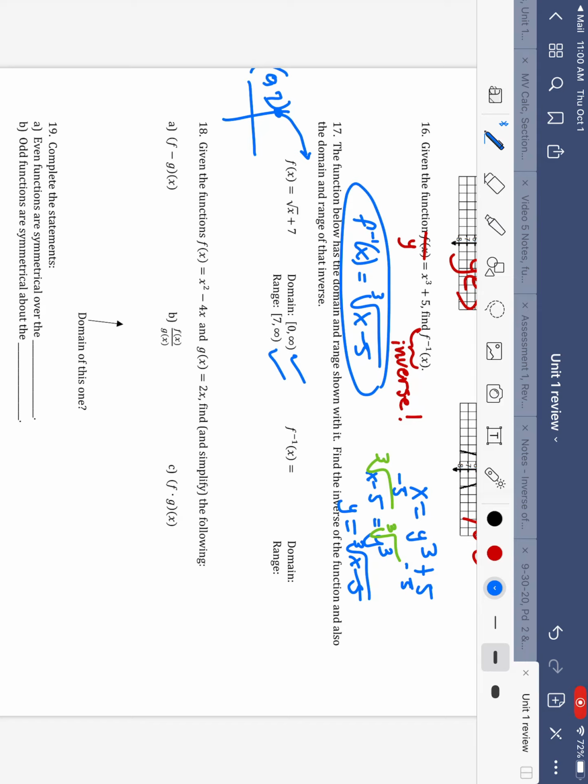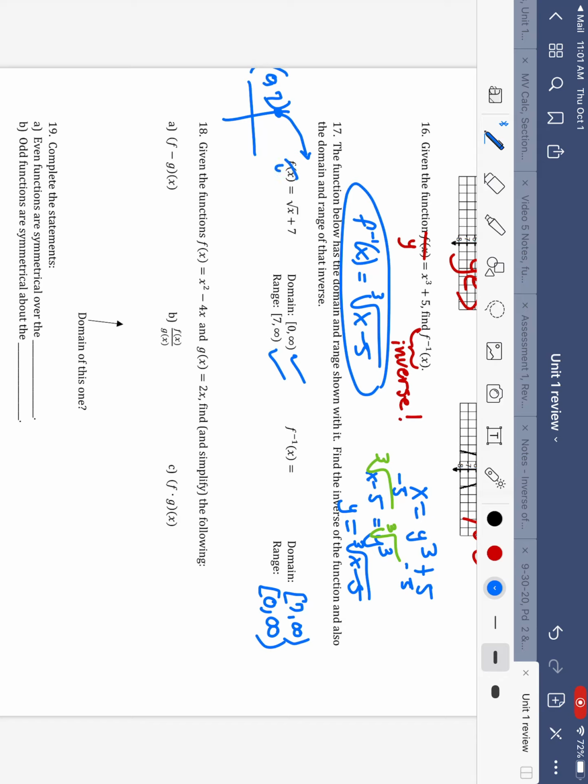So first of all, know that when you do the inverse, the domain and range just flip-flop, because you're switching the x's and the y's, right? So the domain is now 7 to infinity, and the range is now 0 to infinity. Okay, so let's go ahead and find that.